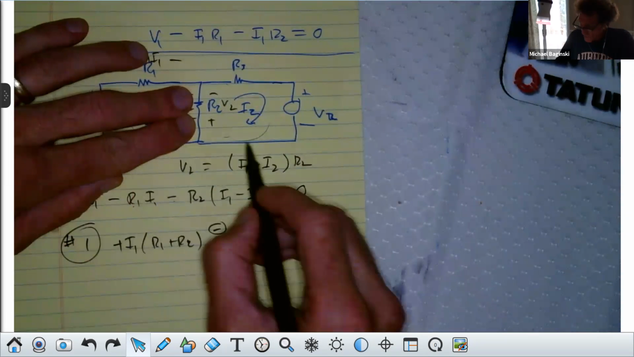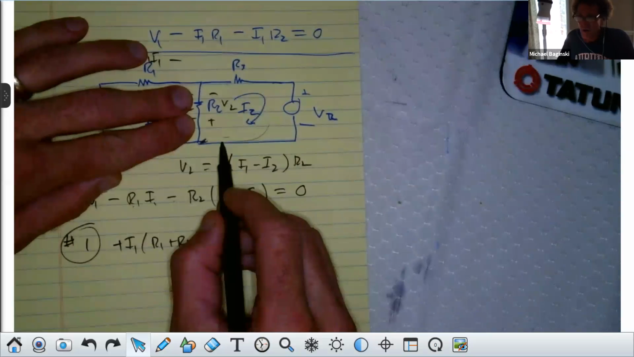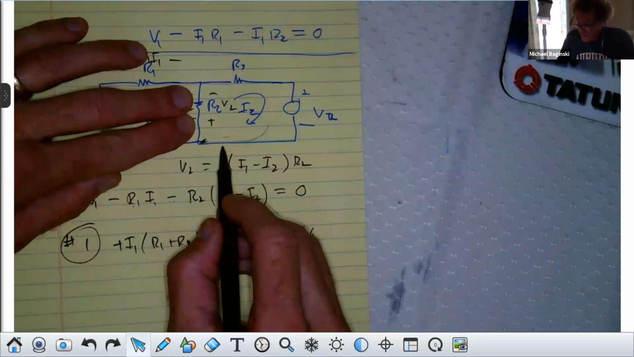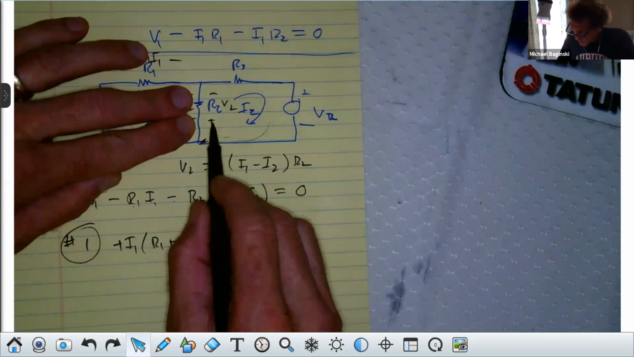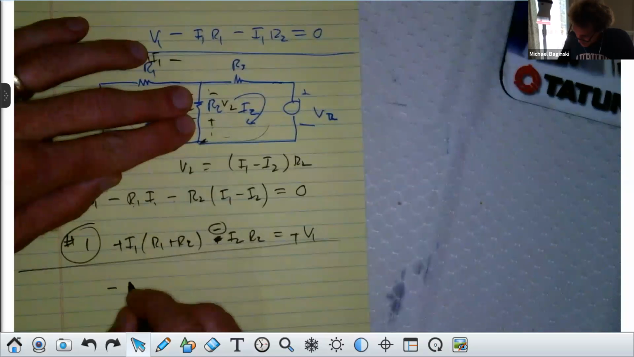Now I'm going to go around this way. I always start in the lower left-hand corner. You don't have to. I'm consistent. I can see this is a voltage drop, right? So here's my second equation. I'm going to have minus R2, right?